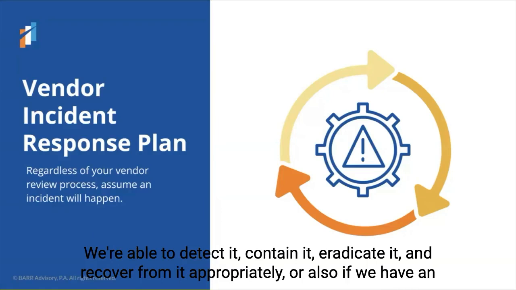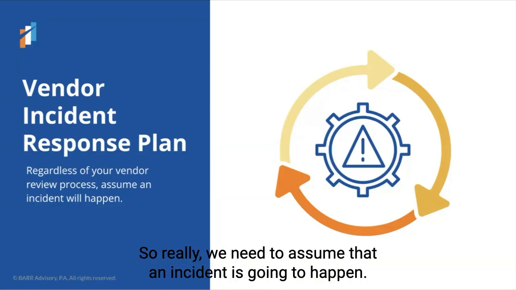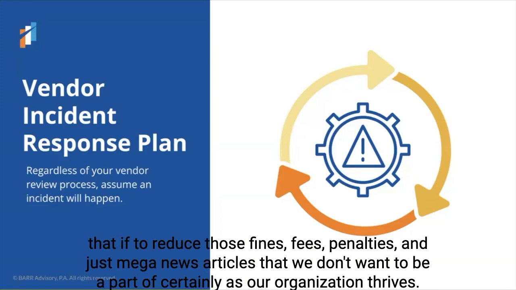We're able to detect it, contain it, eradicate it, and recover from it appropriately. Or also, if we have an incident, we're able to notify that vendor that may have some additional leakage into their environment. So really, we need to assume that an incident is going to happen, and that needs to be portrayed in our incident response plan, in order to ensure that we are prepared for when that happens versus if, to reduce those fines, fees, penalties, and just mega news articles that we don't want to be a part of, certainly as our organization thrives.